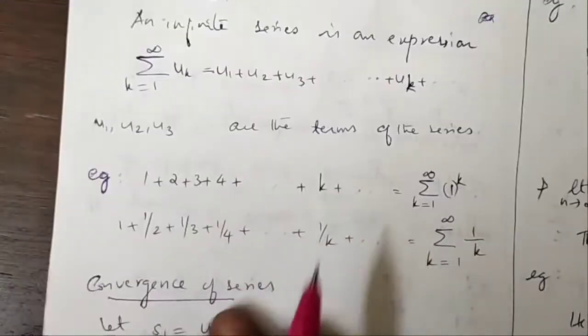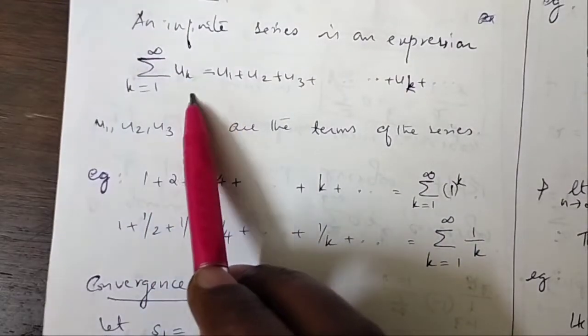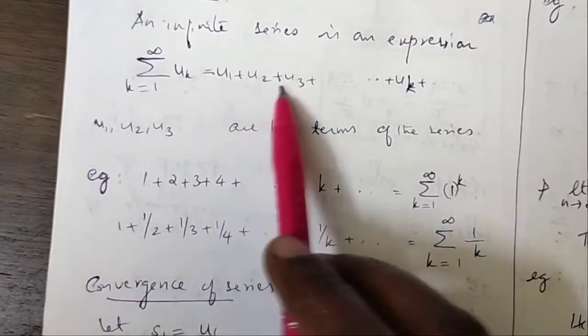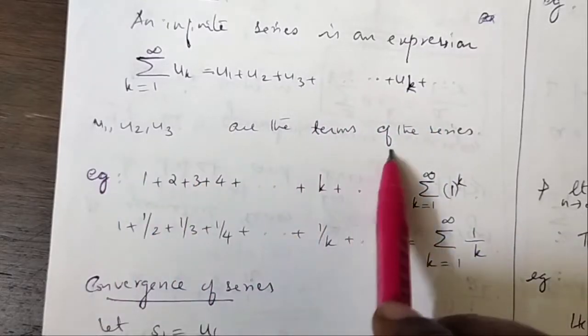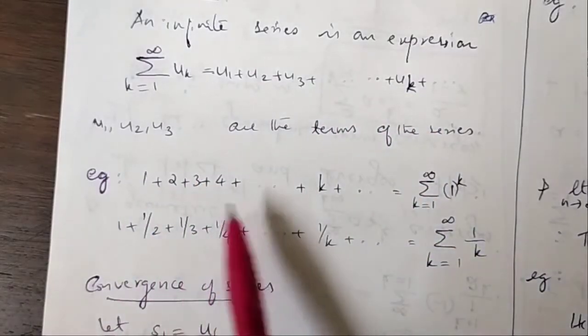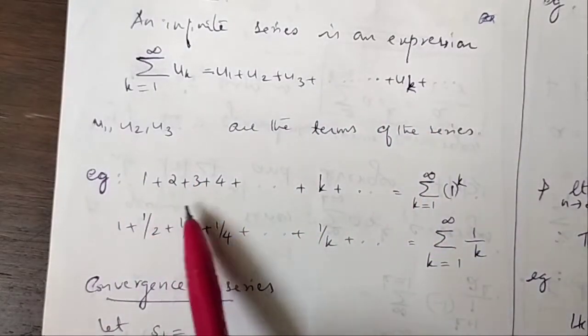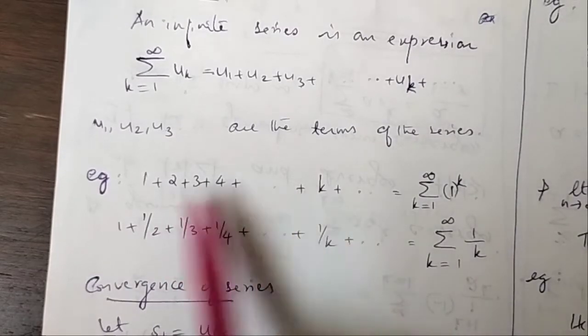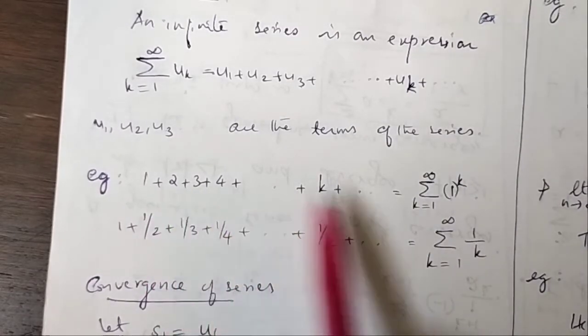Okay. So sigma k from 1 to infinity uk. This is the general format of an infinite series. So what are these u1, u2, u3 called? These are called the terms of the series. For example, 1 plus 2 plus 3 plus 4 plus etc. Which is the kth term? General term. It is k. First term is 1, second term is 2. So kth term is k.